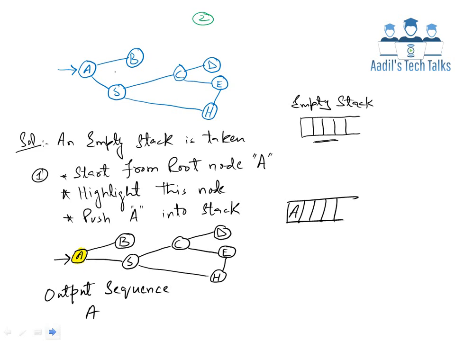We are given a graph which is A, B, S, C, D, E and H. We have to traverse this graph. For this, first of all, an empty stack is taken. This is the solution. The solution starts by creating an empty stack. Number one step, start from root node. This is the root node. Okay, we start from it. Highlight this node. We have highlighted this node and push A into the stack, और हमने ये A को top of the stack पे insert कर दिया. Okay guys, now after this the output sequence we get is this.